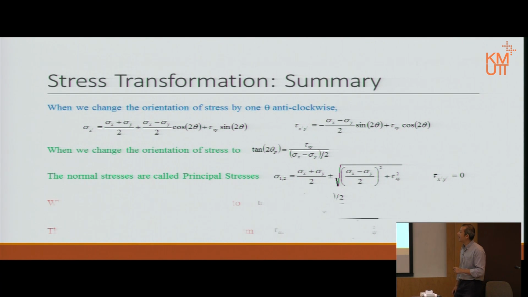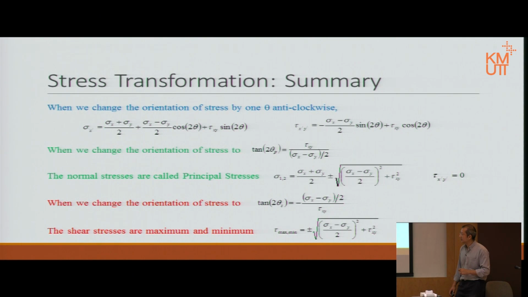We move on to find maximum shear stress. We have the orientation, we have the equation for the value of maximum and minimum shear stress, and of course the normal stresses is sigma x plus sigma y over 2. Sometimes we use the word sigma average. So that is what we have found so far.